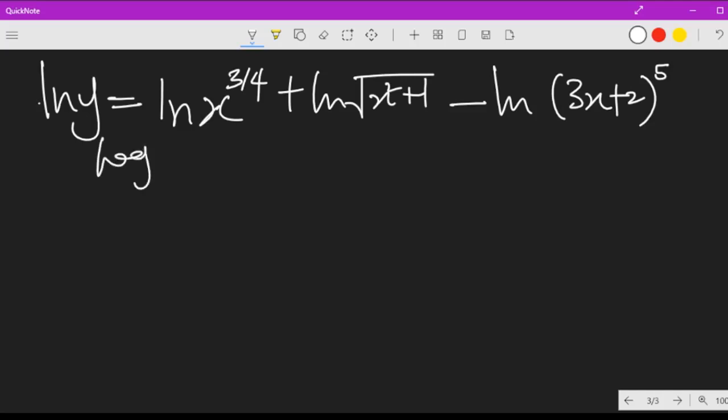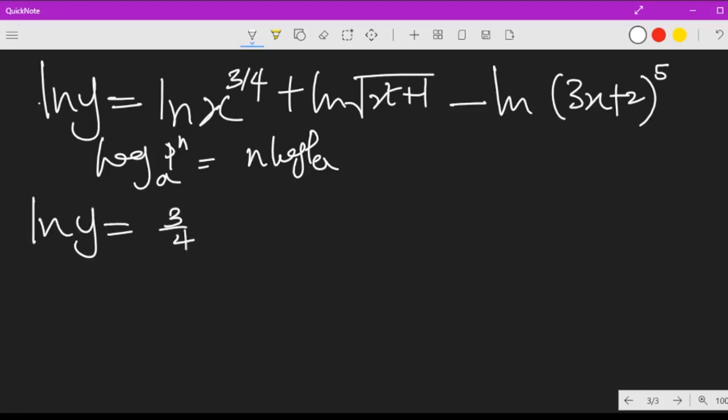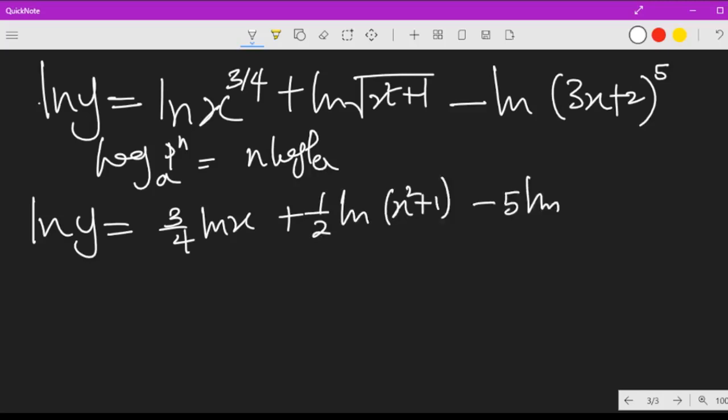If you have log of x plus 2, let's say, log p raised to the power n base a can be written as n log p base a. So in view of this, you can write all this as 3 over 4 ln x, plus this one raised to the power half already, 1 over 2 ln(x squared plus 1), minus 5 ln(3x+2). So solving any equation with logarithms makes it easy.